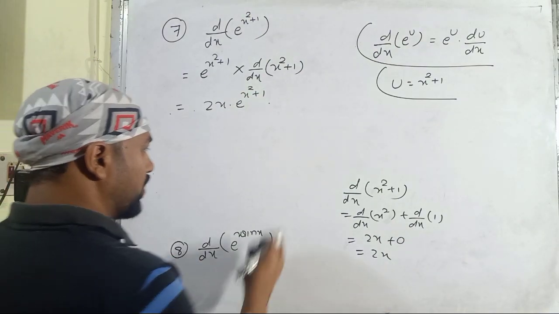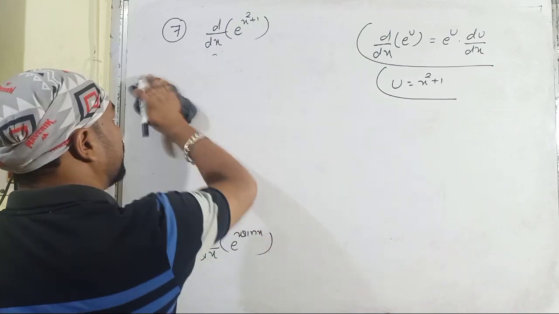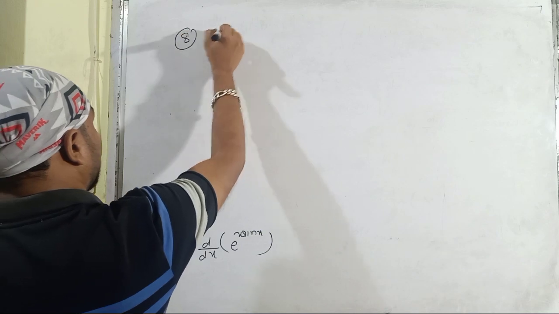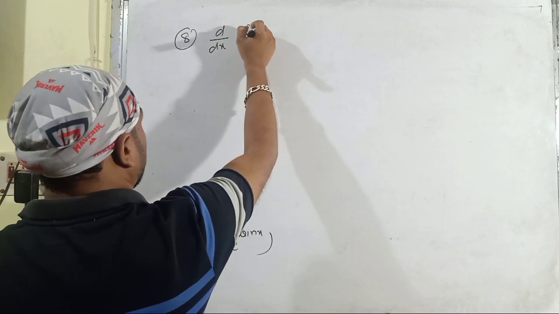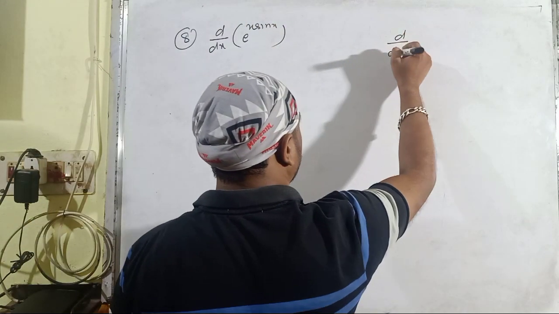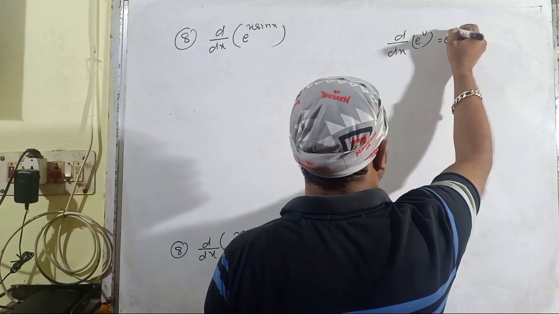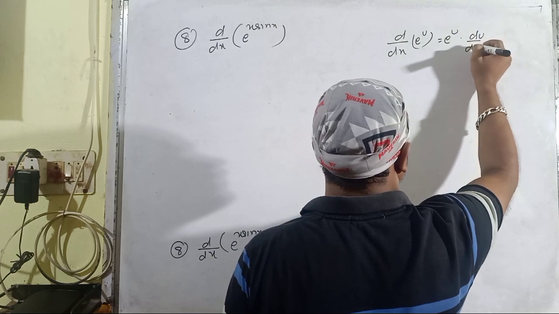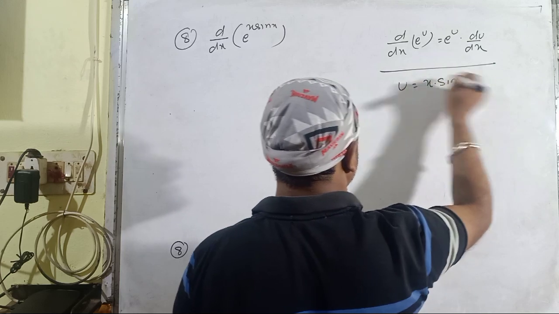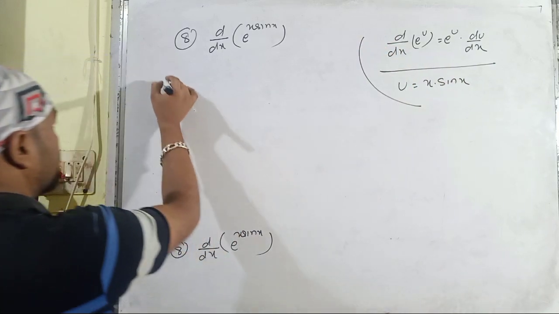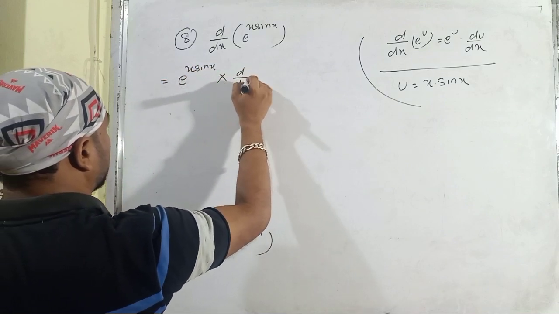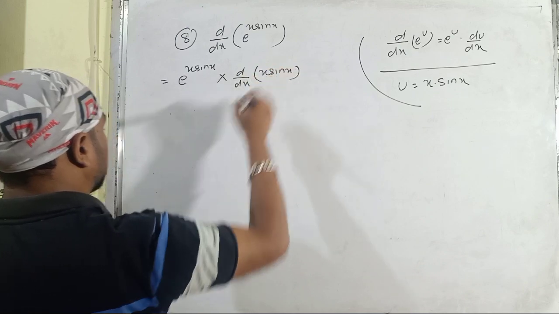Then let us go through the problem number 8 here. Differentiation of e to the power x sin x. Again, differentiation of e to the power u is e to the power u multiplied with the differentiation of u with respect to x, and here u is equal to x multiplied with sin x. So it is e to the power x sin x multiplied with the differentiation of x sin x.